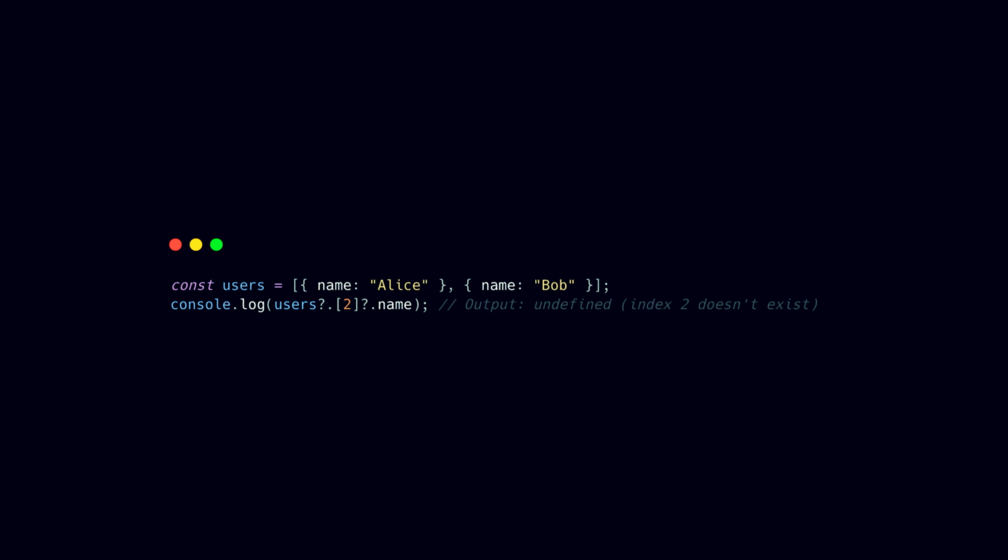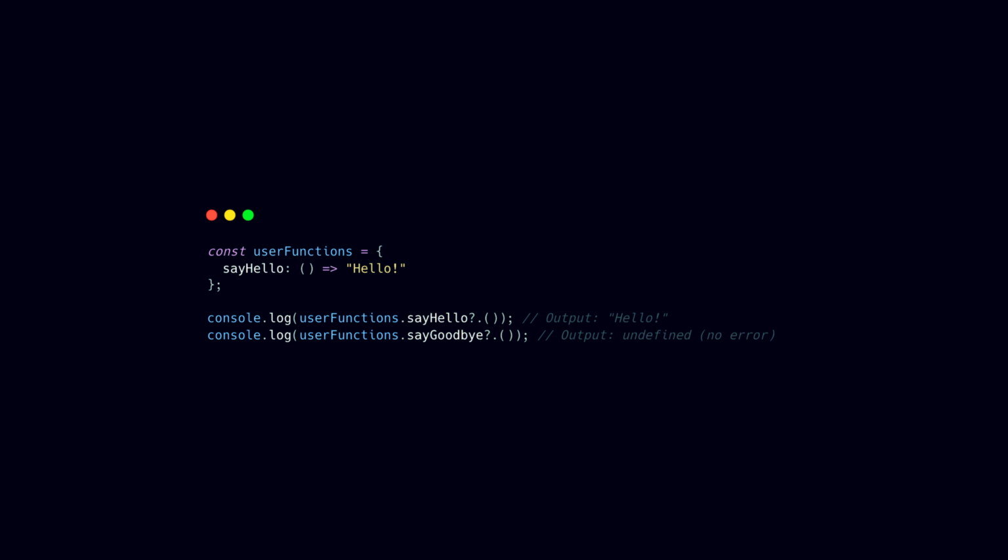Optional chaining can be used not only with objects, but also with arrays, allowing us to access array elements safely. Another use case of optional chaining is invoking methods that might not exist on an object. This allows us to call methods safely without throwing an error if it doesn't exist.